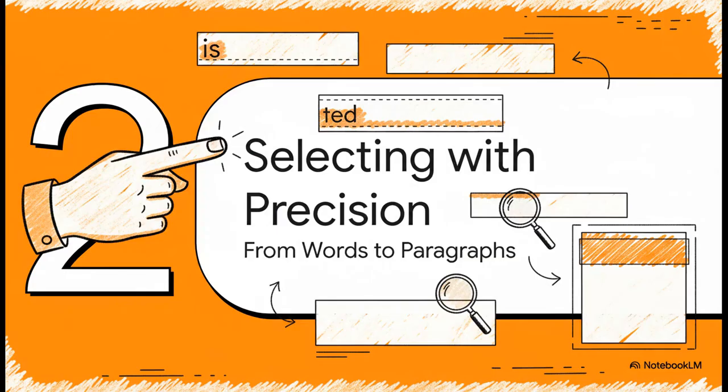Just like that. So, grabbing everything is great, but let's be real. Most of the time, we need to be a bit more precise. So, let's zoom in a little and look at some faster ways to select individual words, lines, and even whole paragraphs, all without that frustrating slow drag.